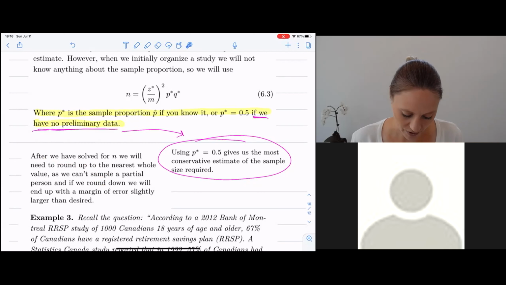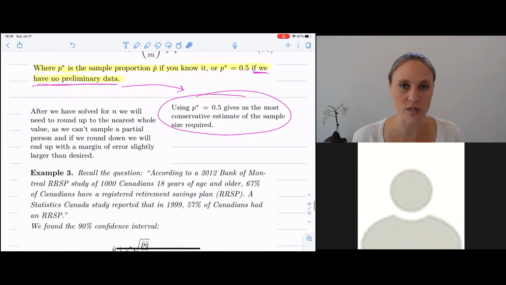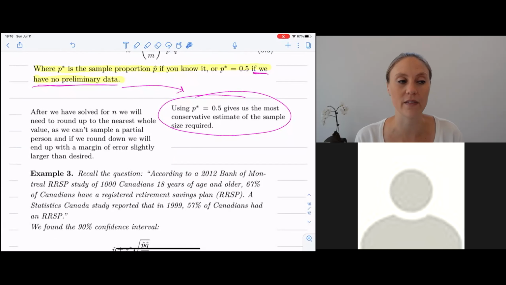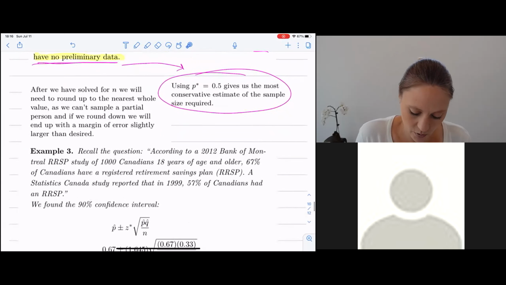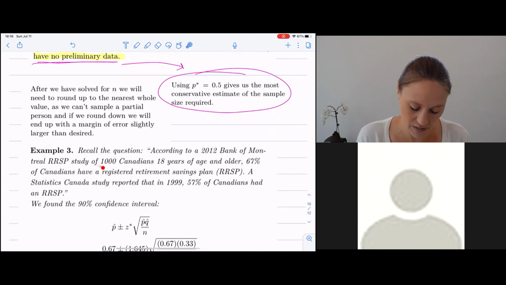Okay. So I've got an example, and we're actually going to use the confidence interval and the question that we just did. So recall the question: according to a 2012 Bank of Montreal RRSP study of 1,000 Canadians 18 years of age or older, and so on, 67% of Canadians have a registered retirement savings plan or RRSP. A Statistics Canada study reported that in 1999, 57% of Canadians had an RRSP.